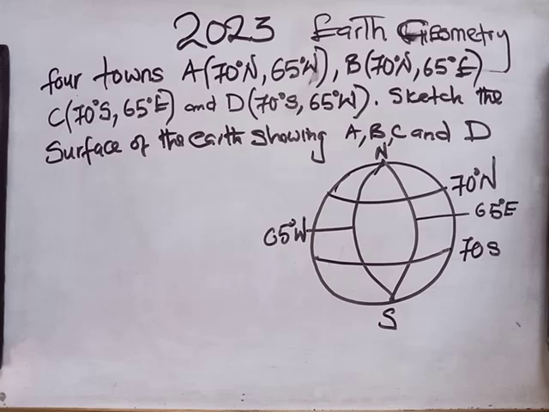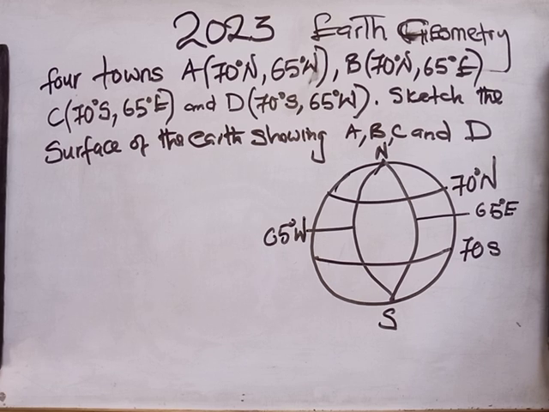Good afternoon. Let's look at this 2023 Earth geometry question. It says: four towns, A 70 degrees north, 65 degrees west; B 70 degrees north, 65 degrees east; C 70 degrees south, 65 degrees east; and D 70 degrees south, 65 degrees west. Sketch the surface of the Earth showing A, B, C, and D.